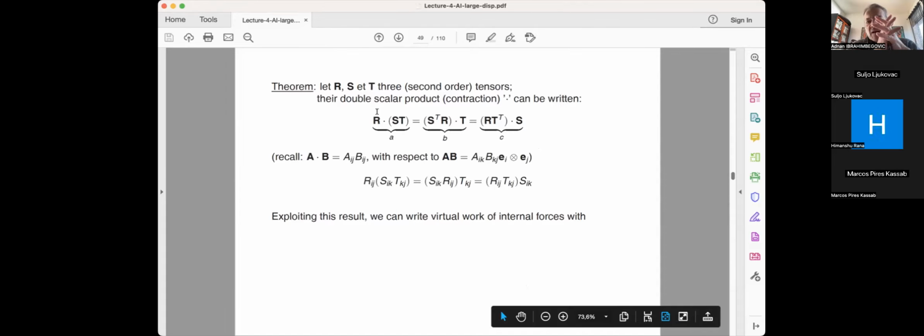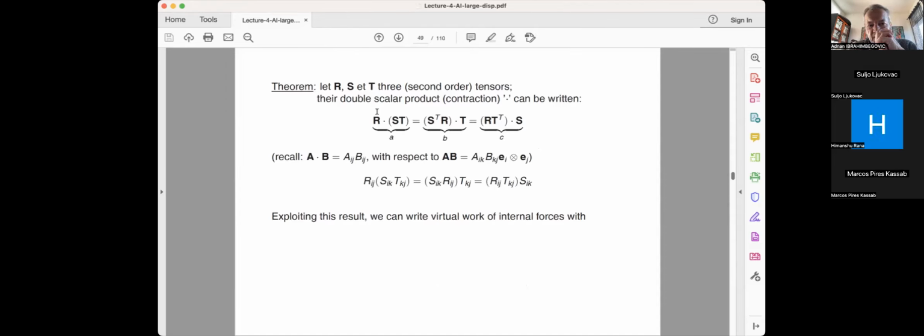When you have second order tensors, here written as R, S, and T, you can multiply these two tensors as a scalar product. For example, if you have A dot B and both of them are second order tensors, you take each and every component of one tensor, multiply with the corresponding component of the other tensor, and sum it up for i and j from 1 to 3, and you have the sum.